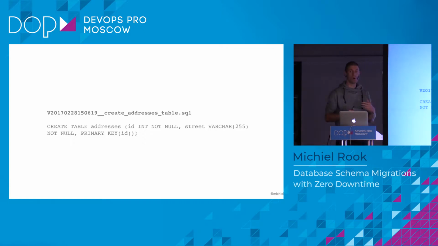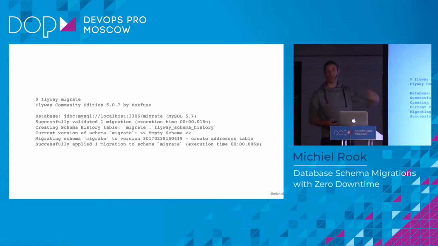So there's no sugar around it, there's no syntax, there's no code, it's just SQL. And the files are typically prefixed with a timestamp or a date or something to have a sensible order. And then after the double underscore, we write the description of what the intended change of this migration is. And then we simply add the migration as SQL statements, quite easy. And then on the command line, we actually run Flyway migrate, and that's it.